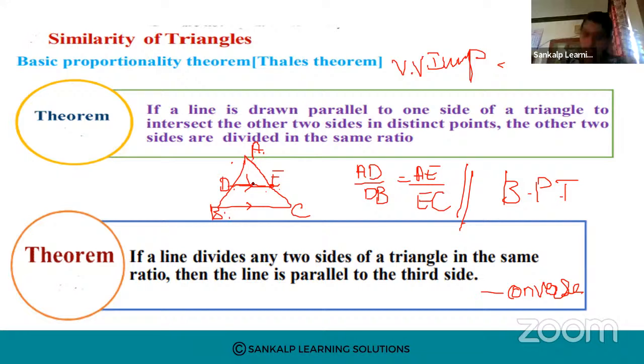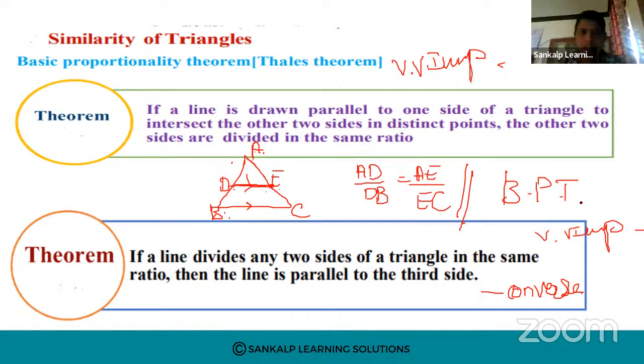But what does the next theorem say? If two sides are divided in the same ratio, then the line is parallel to the third side. So it is exactly the opposite of the Thales theorem. Therefore, we call it the converse of Thales theorem, the converse of the basic proportionality theorem. This is also a very, very important theorem. Okay, remember. Next.